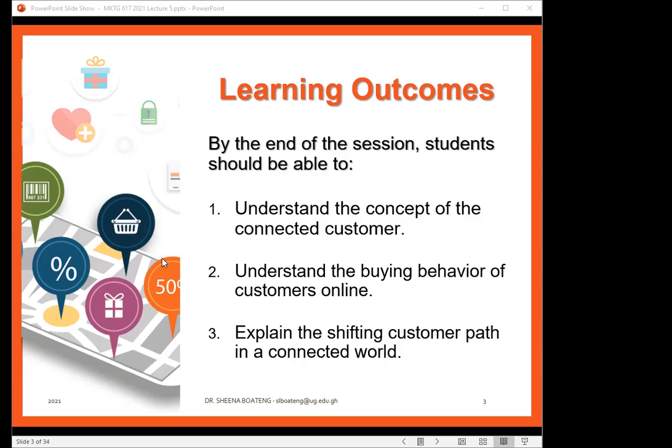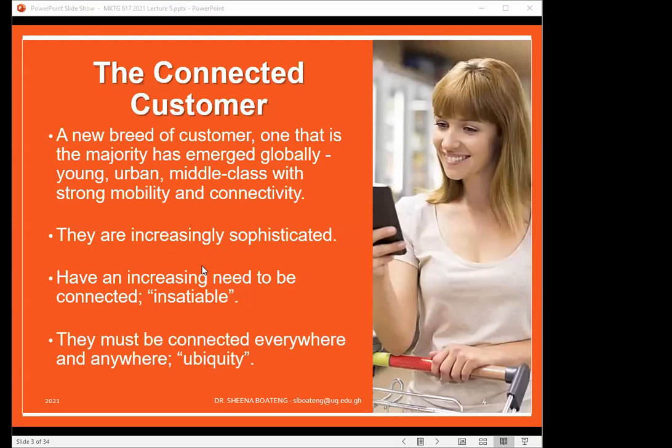Okay. All right. So let's get into it, starting with the connected customer. So who is the connected customer? We are discussing the concept of the connected customer because there is a new breed of customer out there. And this customer is one that is the majority all across the globe as we are currently speaking.